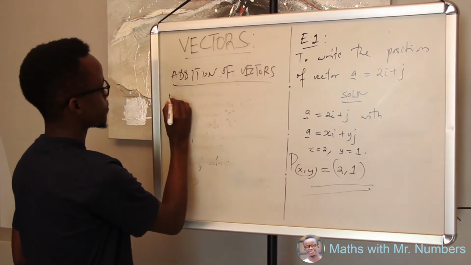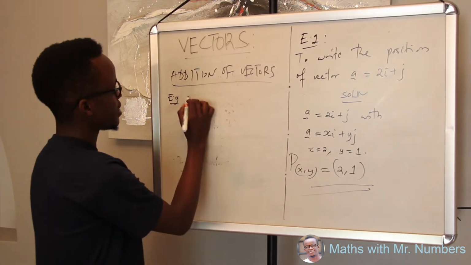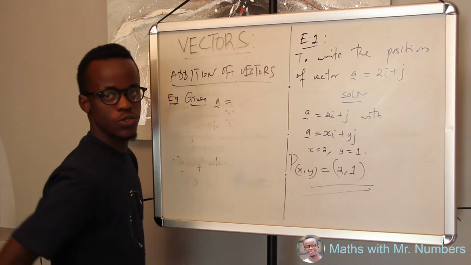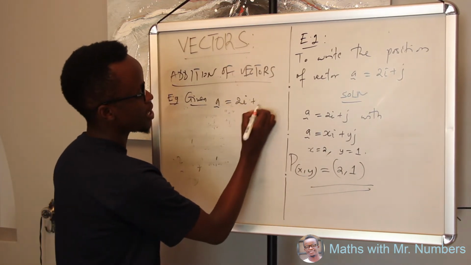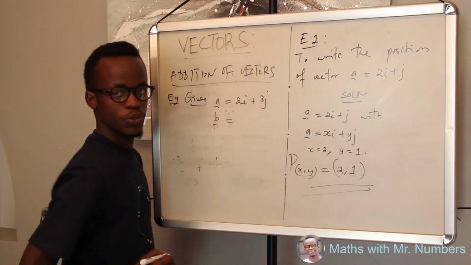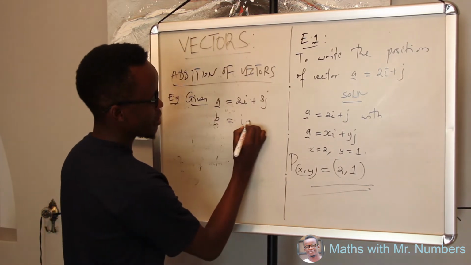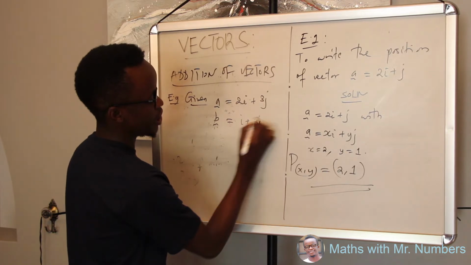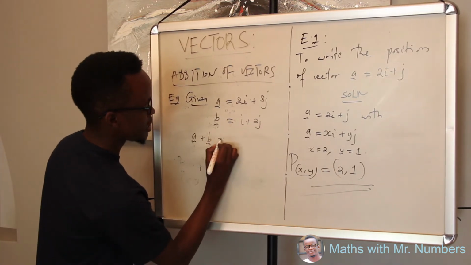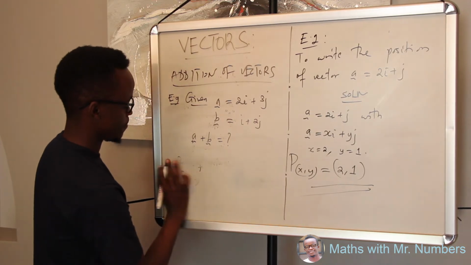For example, given vector A equals 2i plus 3j, and vector B equals i plus 2j. Therefore, you have to find vector A plus vector B equals how much?